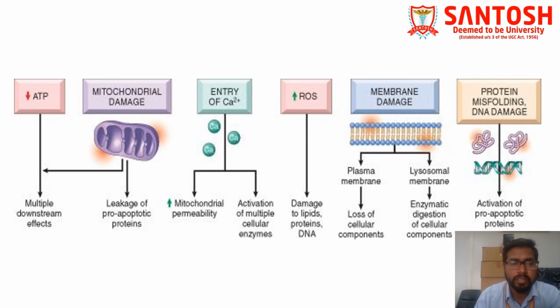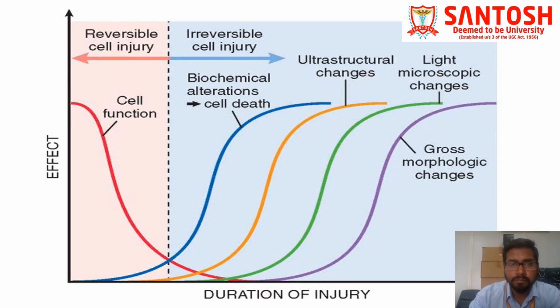Mitochondrial damage causes leakage of apoptotic proteins. Entry of calcium increases mitochondrial permeability and activates various enzymes. Reactive oxygen species activation causes damage to lipids, proteins as well as DNA. Plasma membrane damage can be at the cellular and enzymatic level, and ultimately protein misfolding and DNA damage can also happen. So the injuries can be reversible or irreversible.